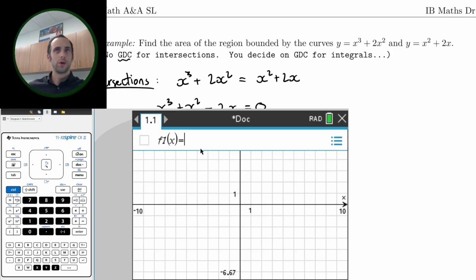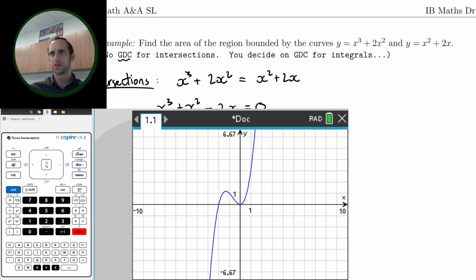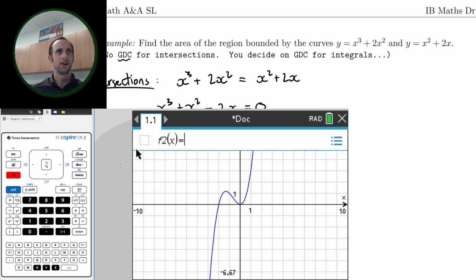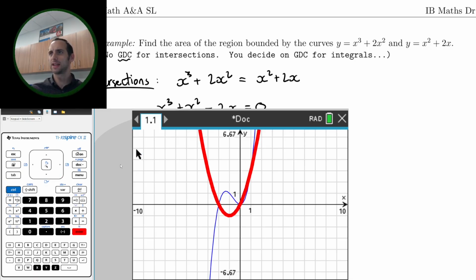We will graph x cubed plus 2x squared. It should look like that cubic right there. And our second function, x squared plus 2x, will look like that. We see our three intersections, one here, one at the origin, and one over here. And then we can see our two regions right here. We've got this big region and then this little sliver over here.